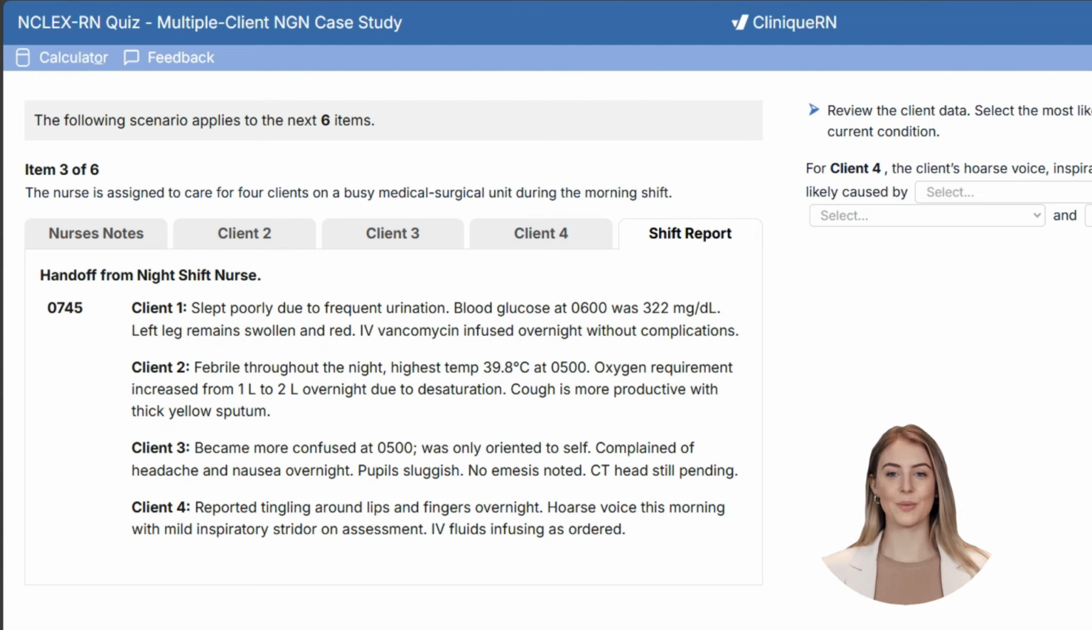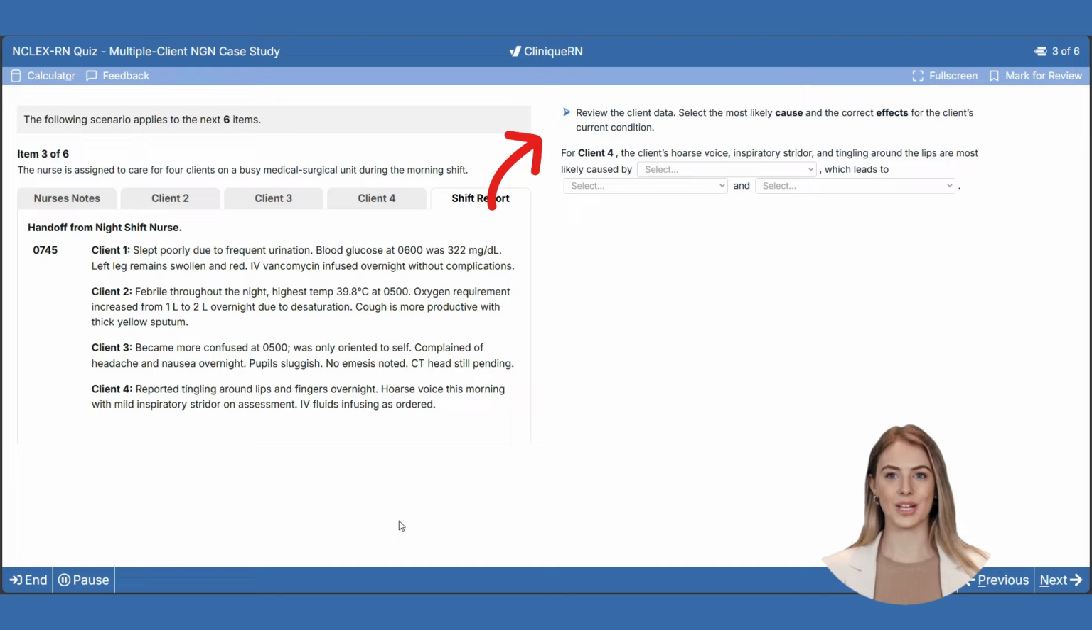Client 4. Reported tingling around lips and fingers overnight. Hoarse voice this morning with mild inspiratory stridor on assessment. IV fluids infusing as ordered. Now to the main question. Review the client data. Select the most likely cause and the correct effects for the client's current condition.